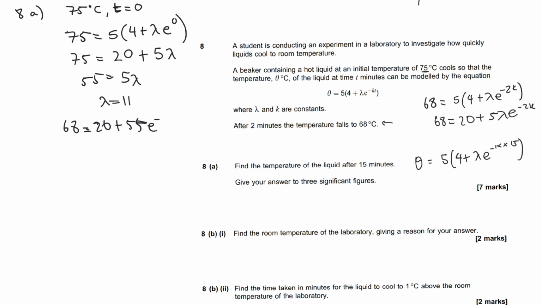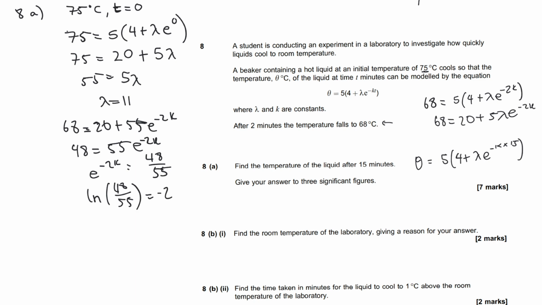So now we know that lambda is equal to 11, our 68 is equal to 20 plus 55 e to the minus 2k. So then 48 would be equal to 55 e to the minus 2k. e to the minus 2k is equal to 48 over 55. Rearranging this, ln 48 over 55 is equal to minus 2k. So then k would be equal to ln 48 over 55 divided by minus 2. If you put that into your calculator, you'd end up with a value of 0.0608080661. So that's worked out what our k is equal to.